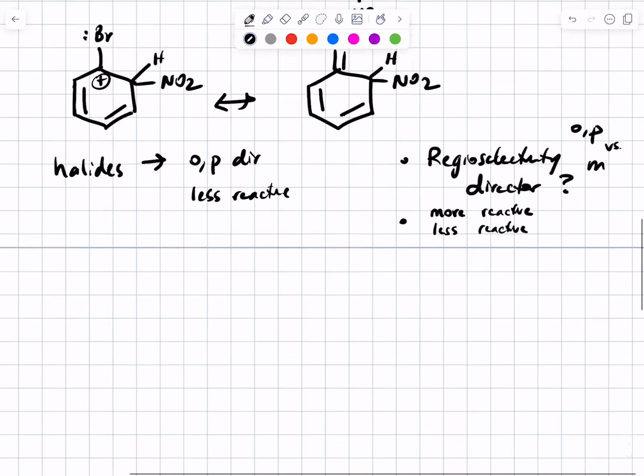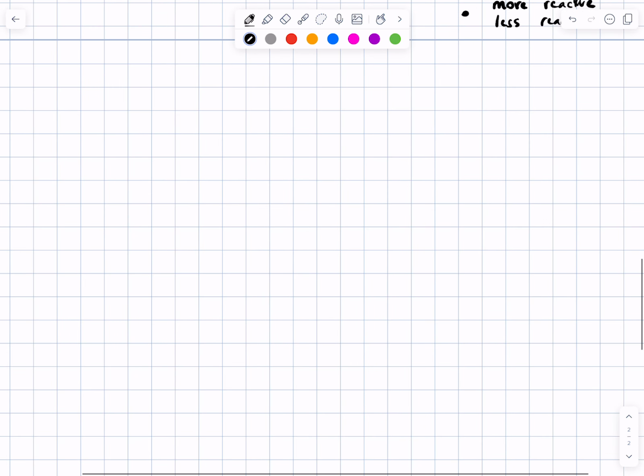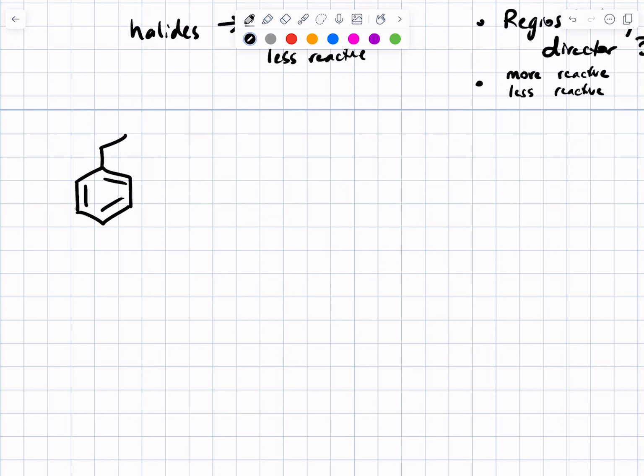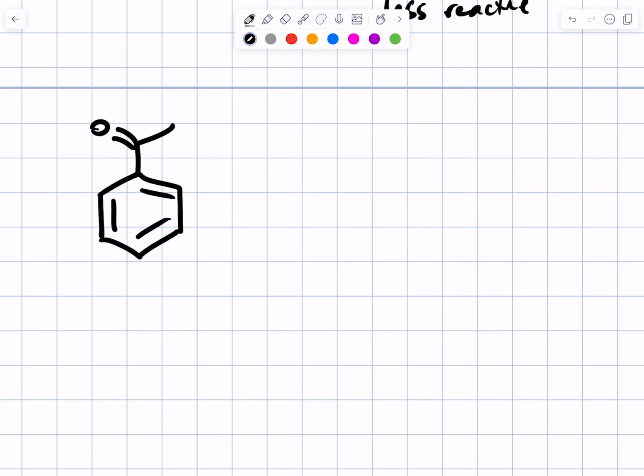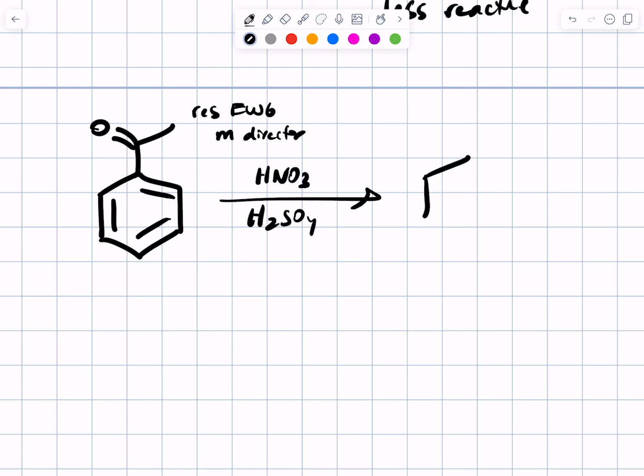Right, so similarly, we can justify why electron withdrawing groups by resonance are meta-directors. Let's just show acylbenzene like this, where you've got a ketone attached to the carbon of the benzene ring. This is a resonance electron withdrawing group, and it's also a meta-director. If you were to do nitration here, you would put the nitro group exclusively on the meta-carbon.